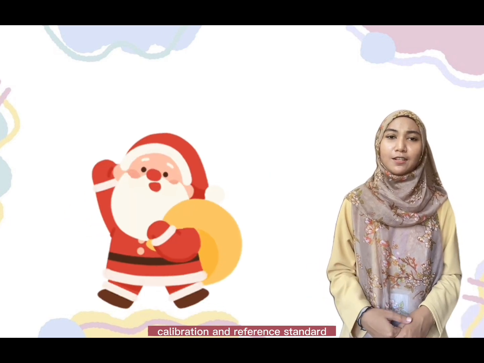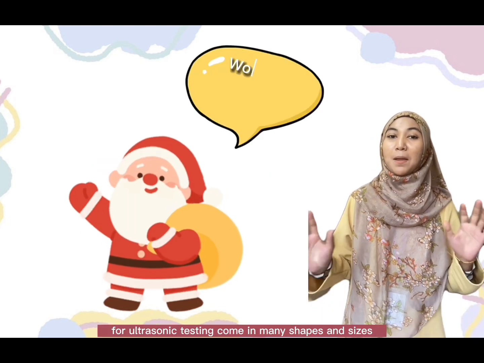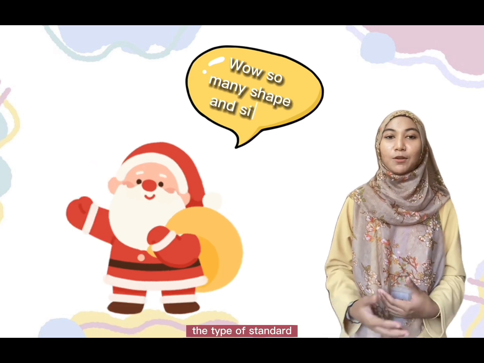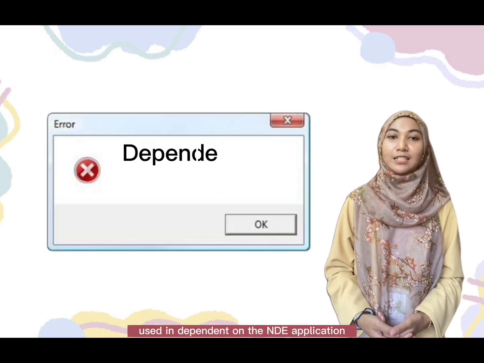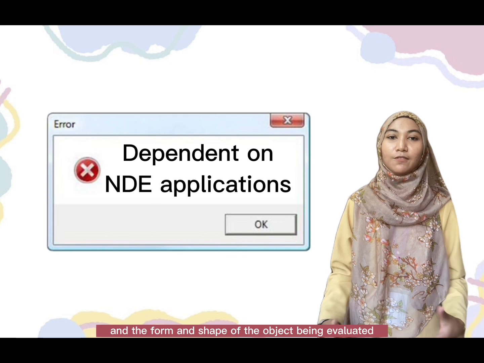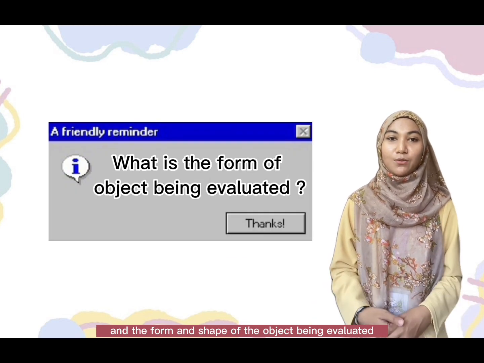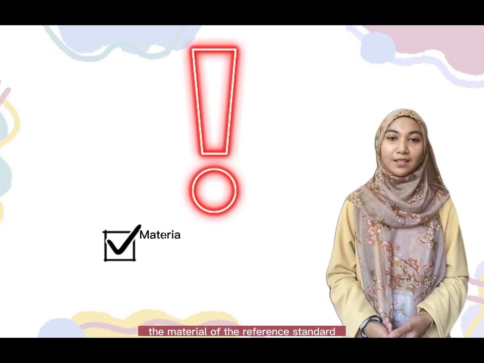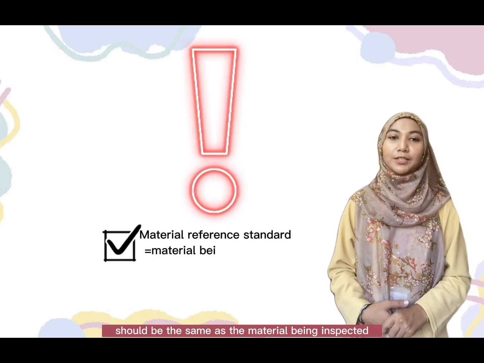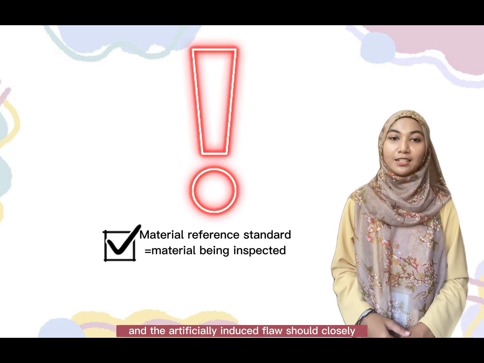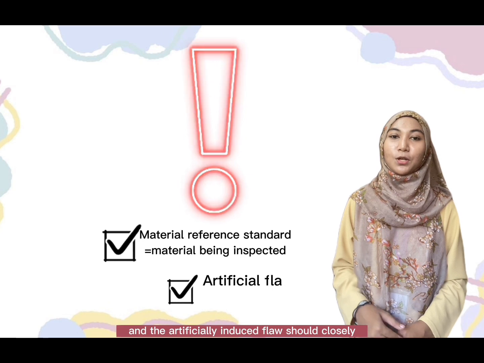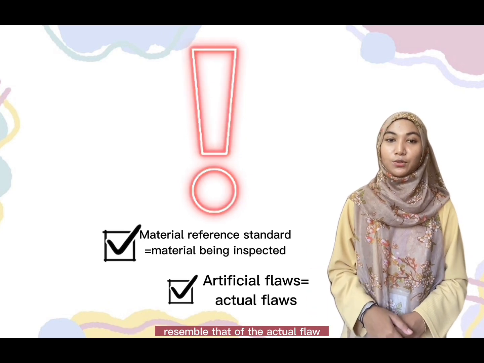Calibration and reference standards for ultrasonic testing come in many shapes and sizes. The type of standard used is dependent on the NDE application and the form and shape of the object being evaluated. The material of the reference standard should be the same as the material being inspected, and the artificially induced flaw should closely resemble the actual flaw.